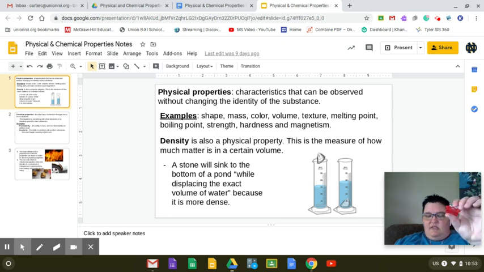If I were to weigh this, I could determine its weight, or mass, and again, not change it in any way to do that.